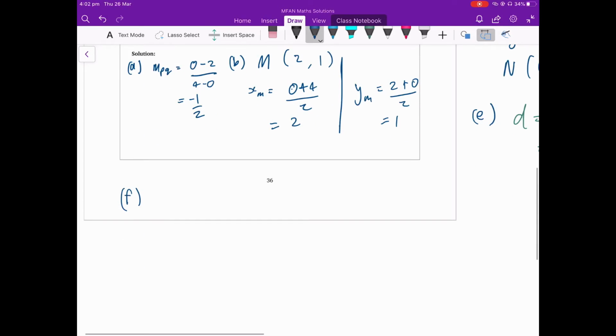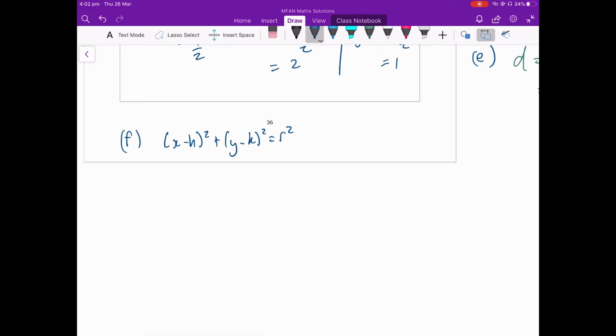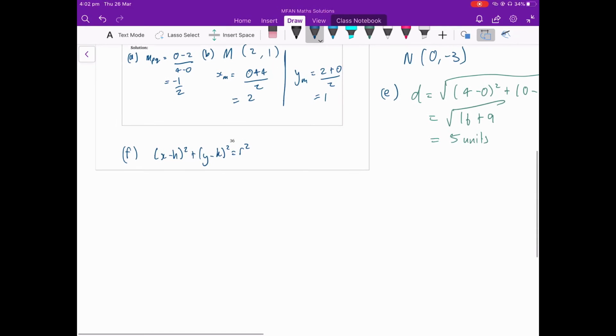of (x minus h) squared plus (y minus k) squared is equal to the radius squared. Now this is the formula for a circle with a center at (h, k), positive h, positive k. Now remember we had N as our center here, so I'm going to say it will be (x minus 0) all squared plus (y minus minus 3) all squared, and we said that the radius was 5, so I get x squared plus (y plus 3) all squared is equal to 25.